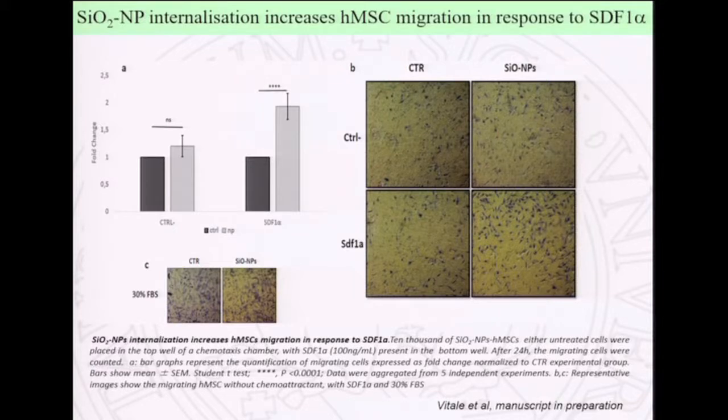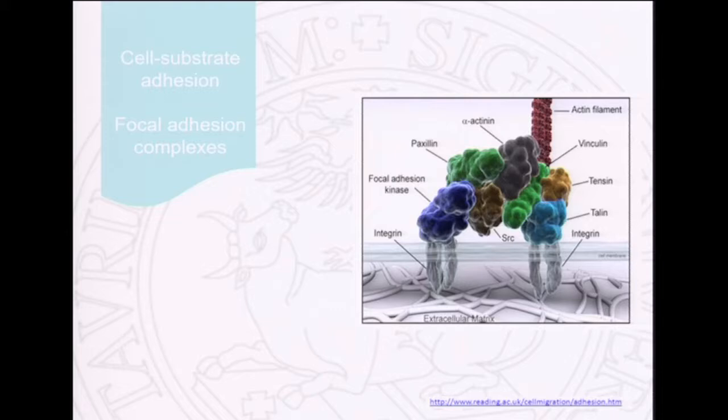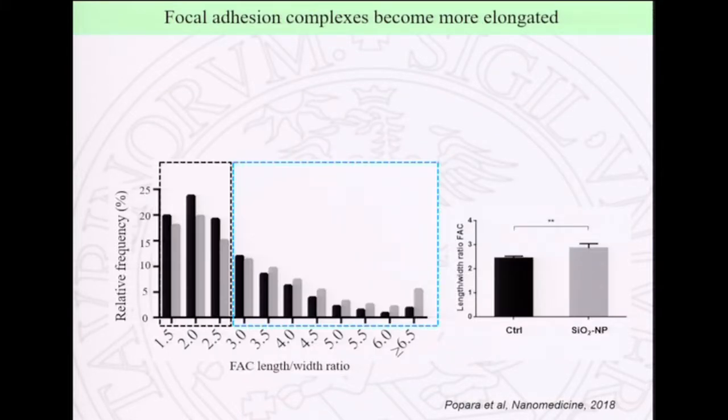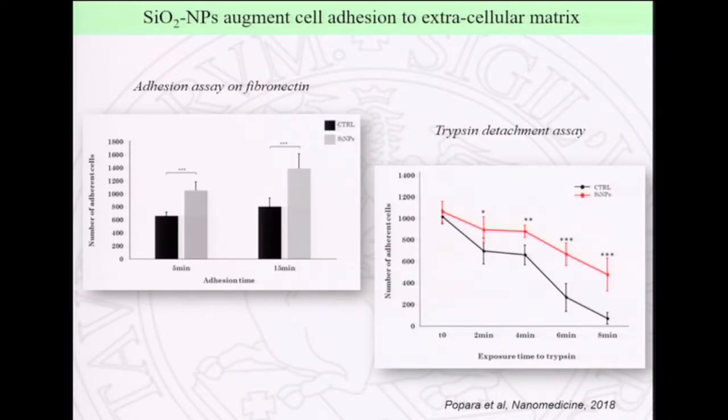Then we looked at the cell substrate adhesion of the treated cells, and we were very interested in the focal adhesion complexes that anchor the cells to the extracellular matrix. What we observed was that silica nanoparticle internalization can modify the adhesion complex structures, which now become more elongated. This difference in elongation is statistically significant, and thanks to these more elongated, more mature focal adhesion complexes, these cells are more capable of adhering to different extracellular matrices. This is an adhesion assay on fibronectin, and this is a detachment assay from laminin.